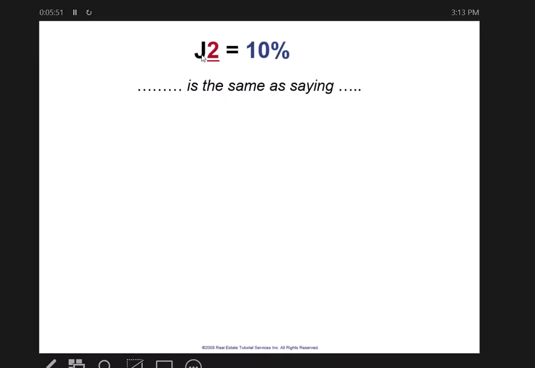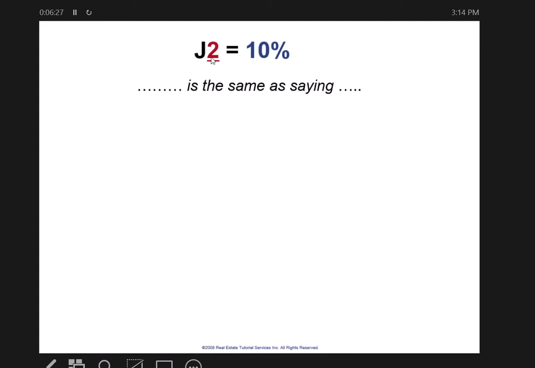All right, so let's say that we have J2 equals 10%. 10% is the rate that they're charging for the entire year. Kind of like if you look at your Visa credit card bill right now, it probably says 19 to 21%. That's the rate they're charging you for the whole year. But when are they charging it? Well, anything after the J is when. So J2 is semi-annual, J1 is annual, J12 is monthly, J4 is quarterly, J52 is weekly, and so on.